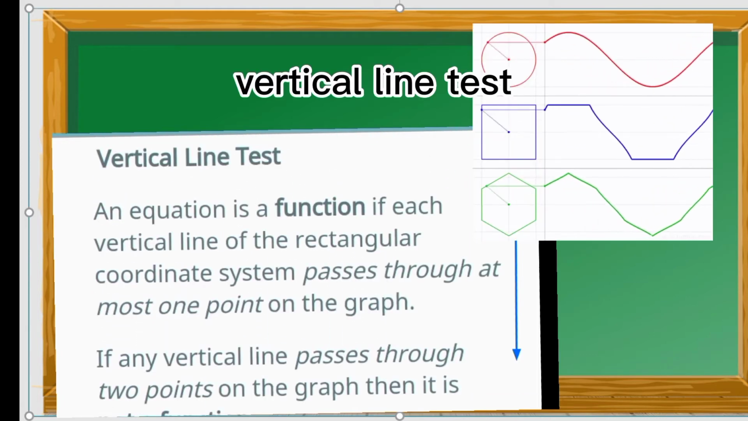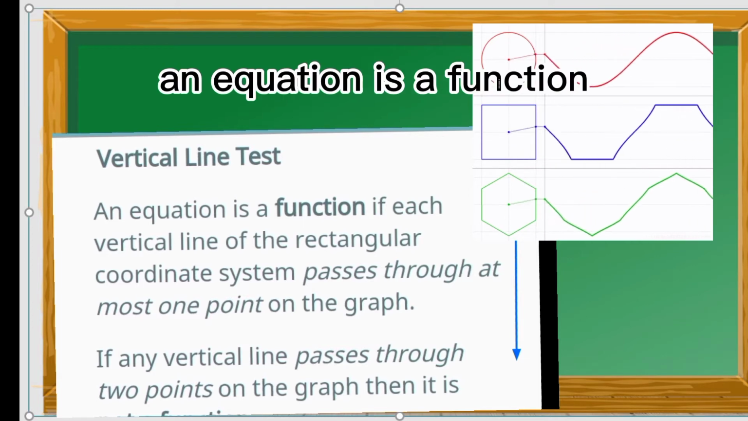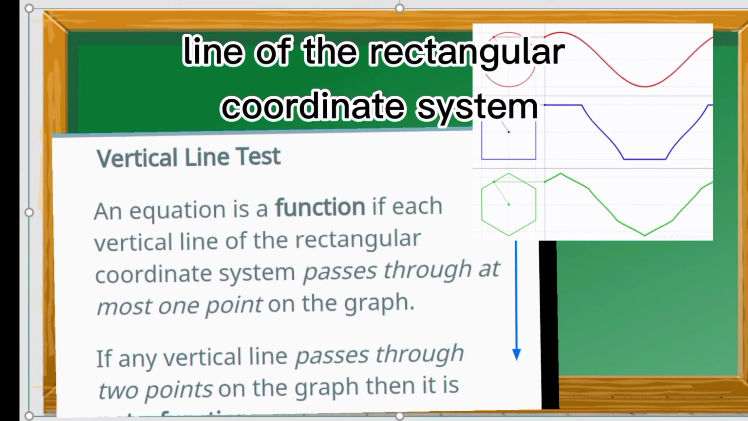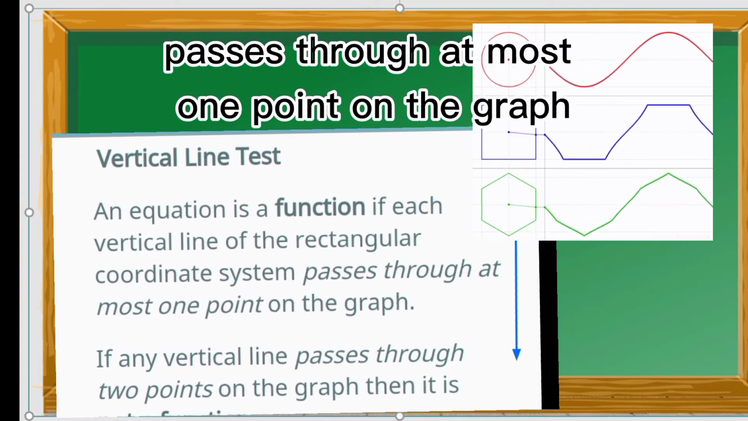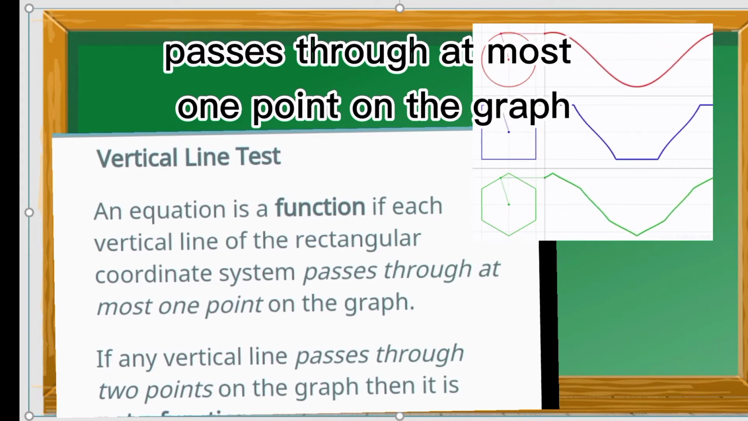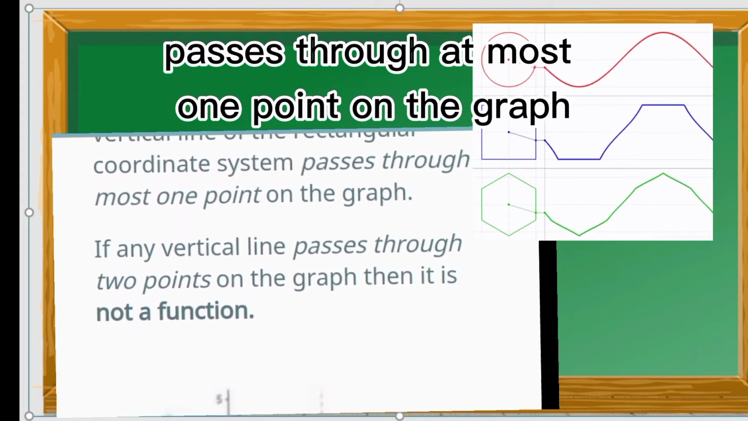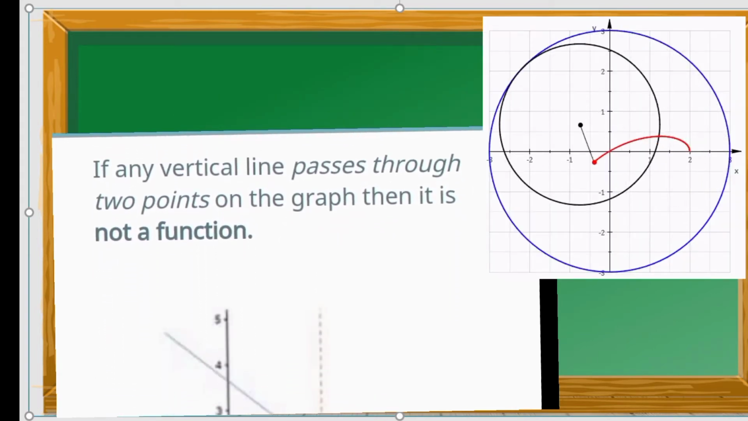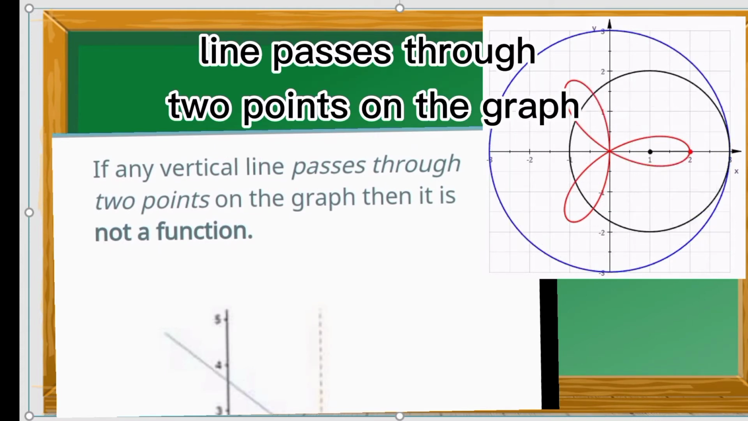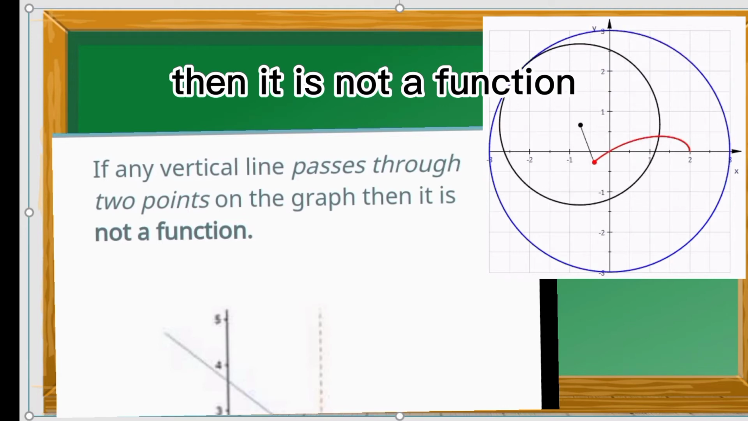Vertical line test. An equation is a function if each vertical line of the rectangular coordinate system passes through at most one point on the graph. If any vertical line passes through 2 points on the graph, then it is not a function.